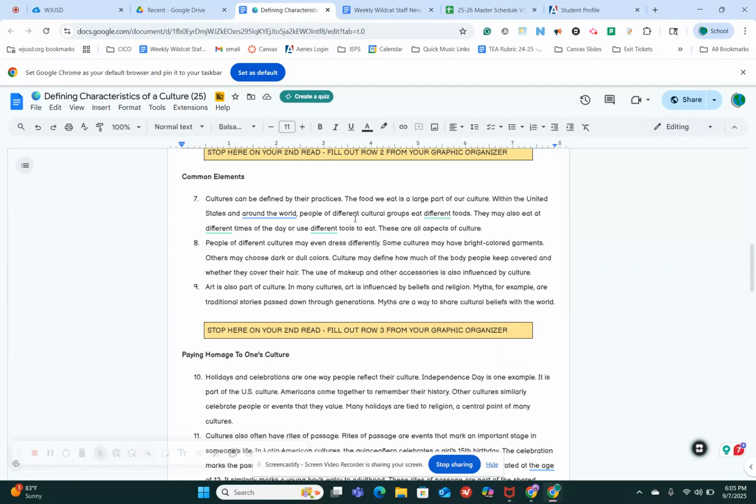Okay, pause right here. Go back and look at each of those paragraphs, and you're going to underline your main idea for each paragraph, circle 2 keywords.